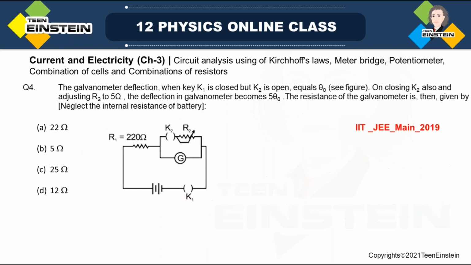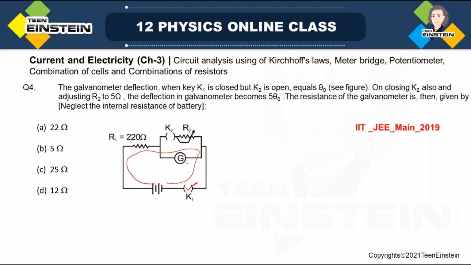Okay, we'll go to the next problem. This is further an interesting problem, and it will be a little lengthy also. We'll just continue this. See, let us first understand the question itself. The question says the galvanometer deflection when K1 is closed but K2 is open. Look, K1 is closed, this one is closed, and this one is open. That means the circuit is now along this way.